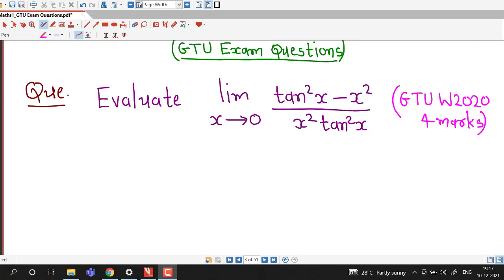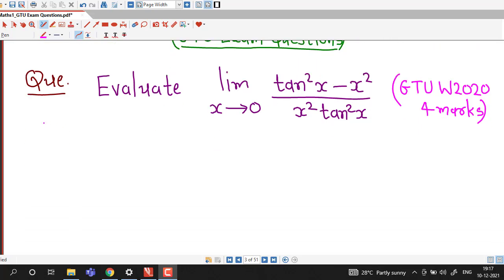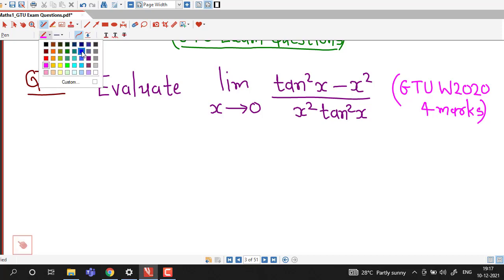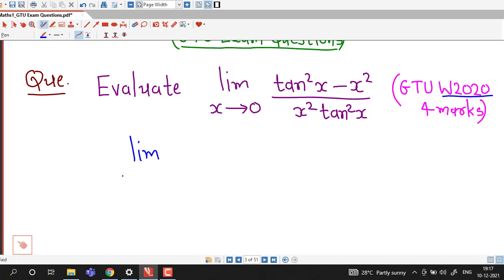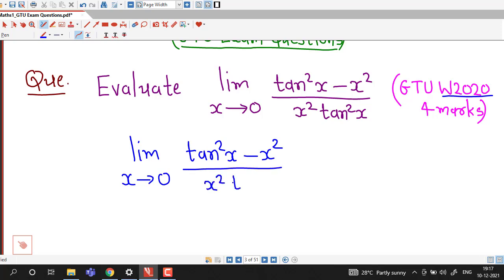In this lecture we will discuss one more problem on indeterminate forms. This question was asked in the GTU Winter 2020 examination. Here we are given this limit, and we have to find the value of the limit as x approaches 0 of the function tan square x minus x square divided by x square times tan square x.